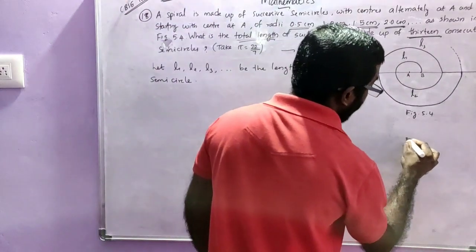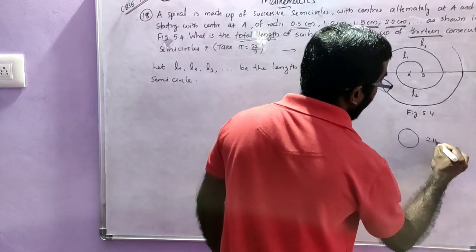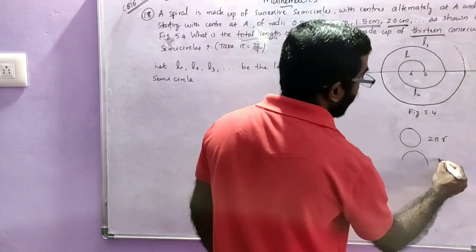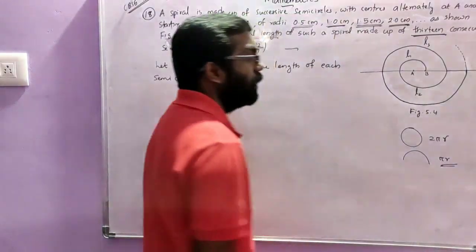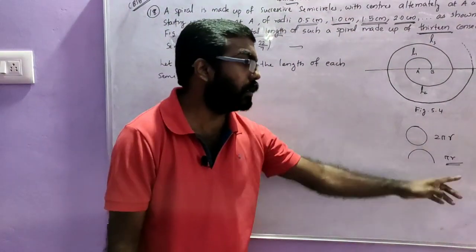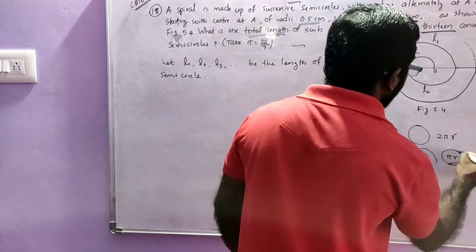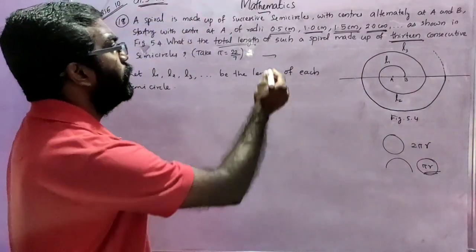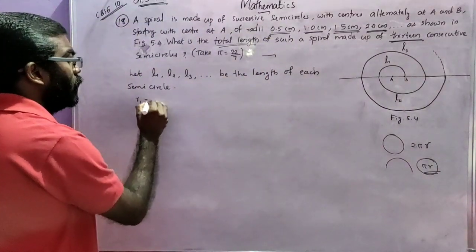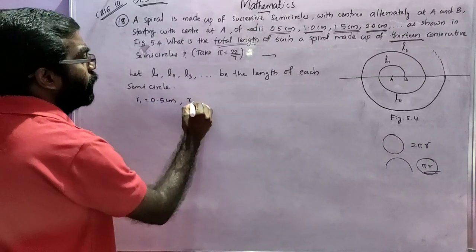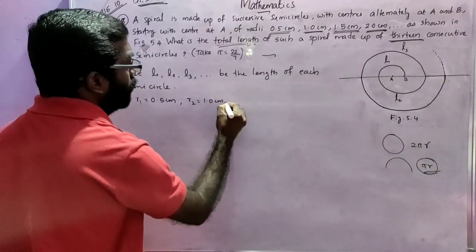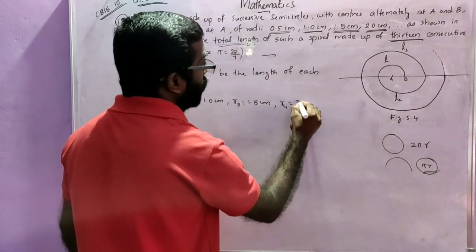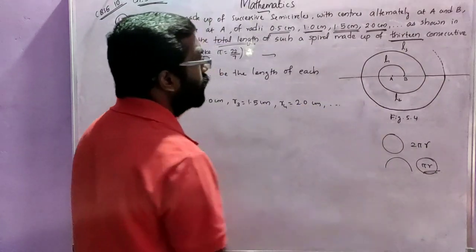We know the circumference of a circle is 2 pi r, and that of a semicircle will be half of the circle, that is 2 pi r divided by 2, and it is pi r. So pi r is the circumference. Clear? And here we can take the radii as r1 is equal to 0.5, r2 is equal to 1.0, r3 is equal to 1.5, r4 is equal to 2.0, etc.